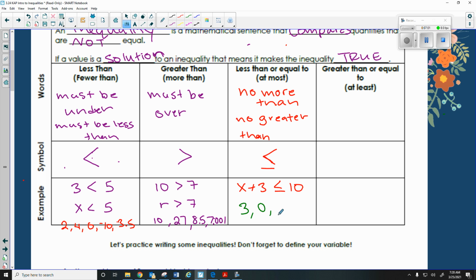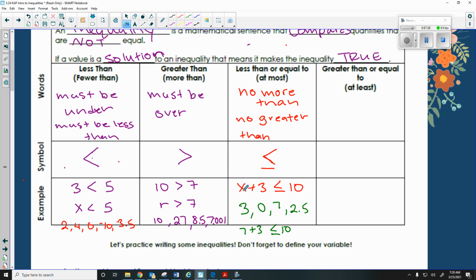I could plug in, let's do 7. If I did 7, that'd be 7 plus 3 is less than or equal to 10. 7 plus 3 is 10. And that's true. 10 is less than or equal to 10. Because of that line, I can make it exactly equal to it. So 7 works. And of course, any rational numbers, 2.5 and so on and so forth. Okay? But again, the main difference, because it has that line, that means it can be equal to the other side.